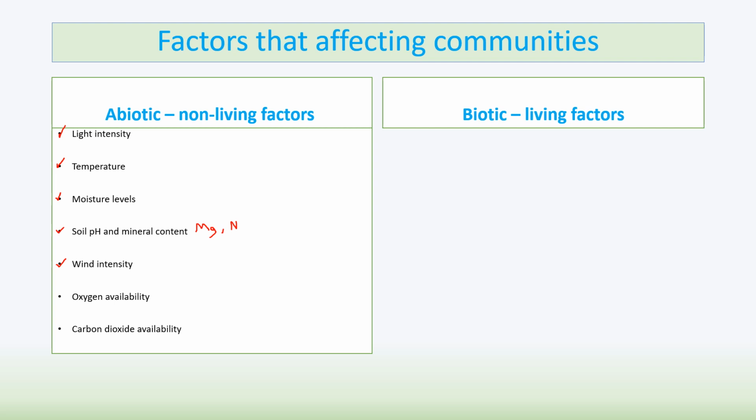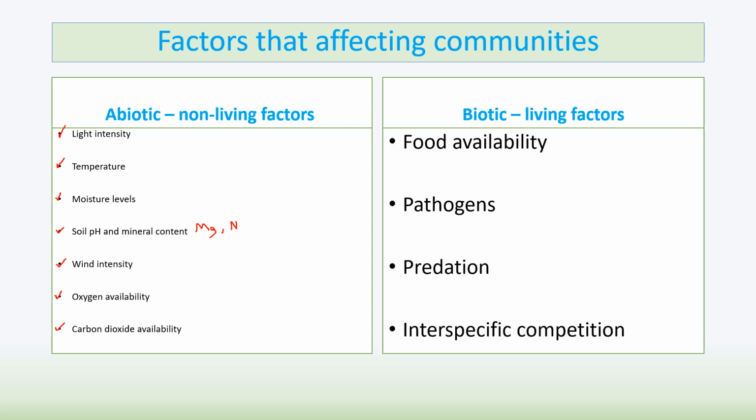Oxygen availability. So again, if we don't think about plants for a minute, we think about all living organisms needing oxygen for aerobic respiration. And carbon dioxide availability. Again, anything like plants or algae that do photosynthesis need carbon dioxide to do it. So whilst I always think of it as plants, it applies to all living organisms, and those are the essential abiotic factors for growth.